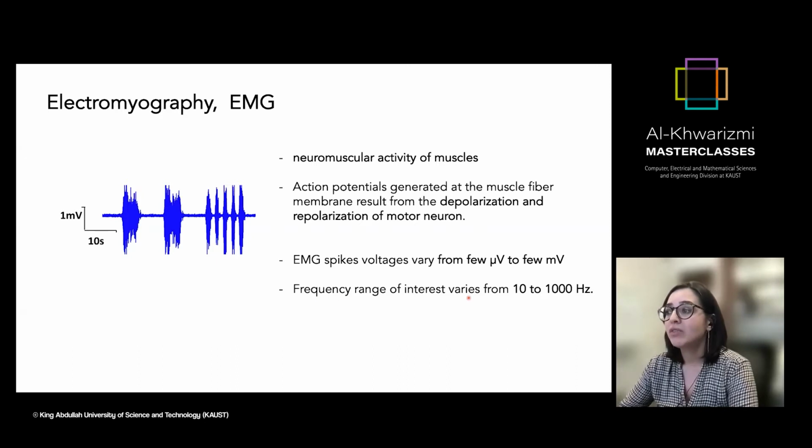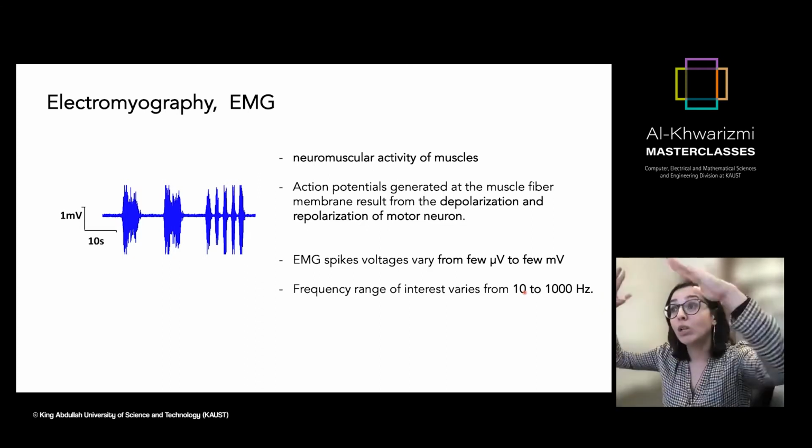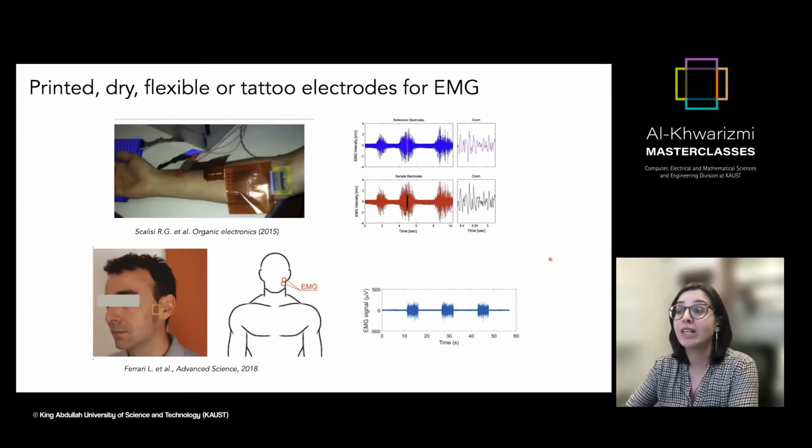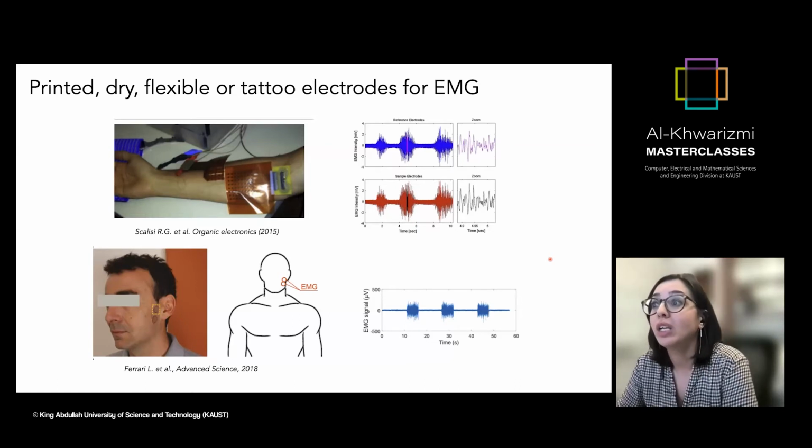And typically, the frequency range of interest for EMG is about 10 to 1000 hertz. So any material that you use, you want it to have low impedance at this frequency range. And it should be able to detect EMG spikes that vary from a few microvolts to a few millivolts. So that's actually quite nice and not so hard measurements to be done. Therefore, I think printed electronics can give quite a nice solution for the problems that we talked about for EMG specifically.